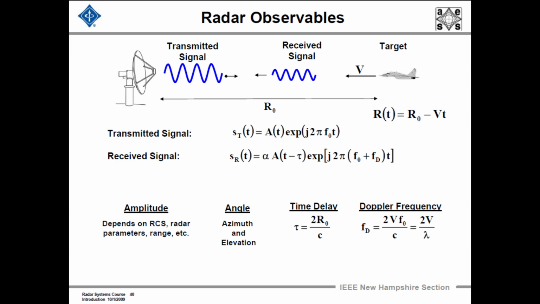The transmitted signal goes out, reflects off the target, which we'll assume is moving at a constant velocity v, toward the radar along the radar's line of sight. For now, we won't consider targets moving across the radar. We'll address that later. The echo from the target scatters back to the radar.